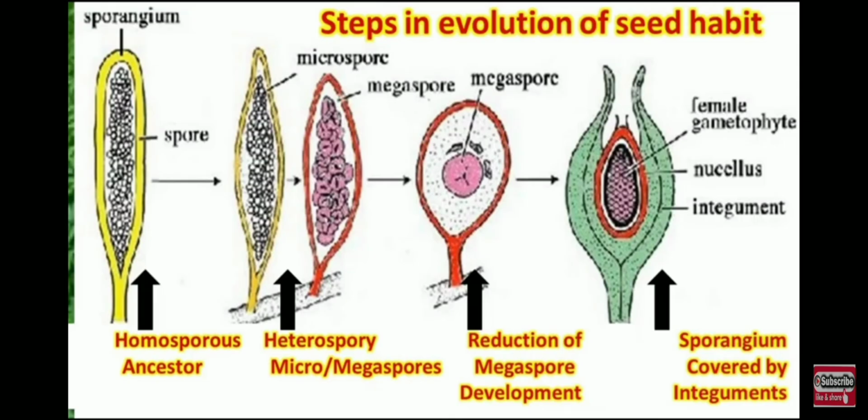These are the steps involved in seed origin, where the homosporic ancestor gives rise to the heterosporic ancestor, from which the microsporangium consists of microspores and the megasporangium consists of megaspores, which later develop into the seed habit.